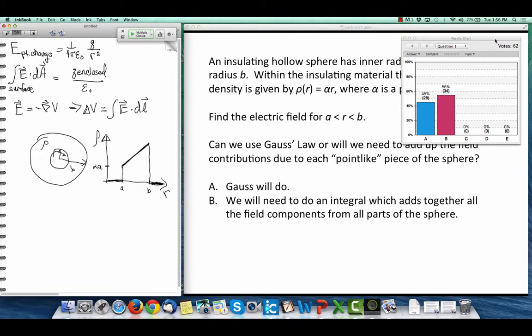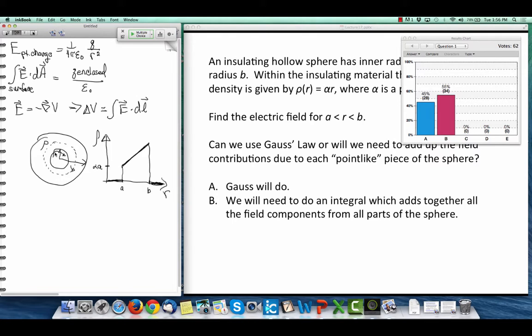And you were approximately equally split between A and B. A: we're going to have to do an integral. B: we have to do an integral over the whole charged insulator in order to find the electric field at any particular point. And my answer would be Gauss's law is good enough.